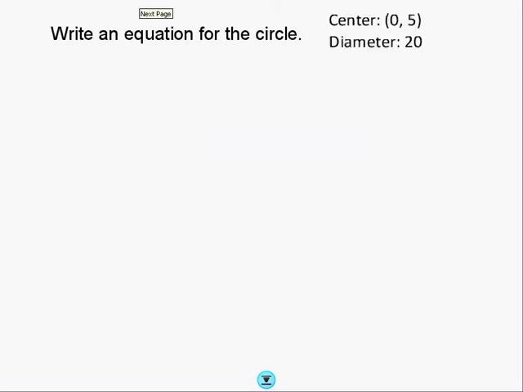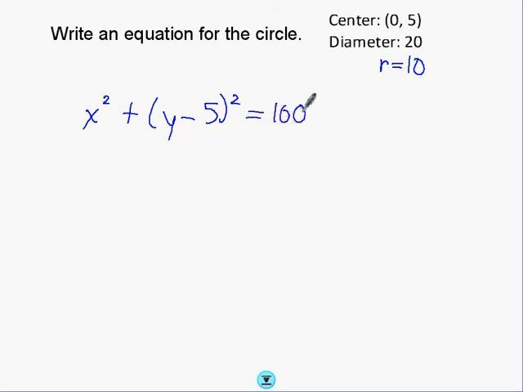Okay, they're trying to be a little bit tricky here. If the diameter is 20, the radius is 10. But very much the same way. x minus, what's the h? h is 0. x minus 0 is just x. So I'm just going to write x squared plus y minus, what's the k? 5 squared equals r squared. Well, that's 10 squared, 100. Done.